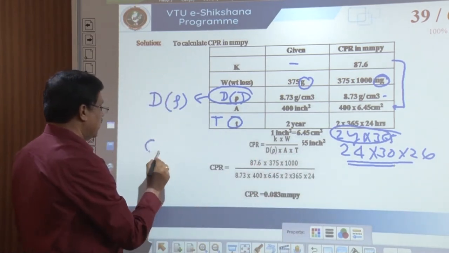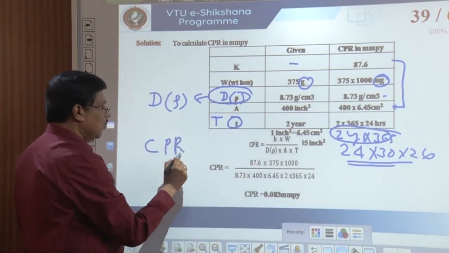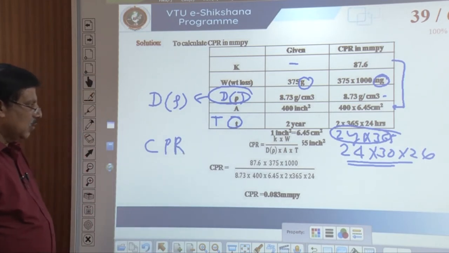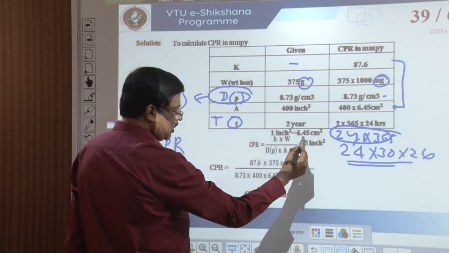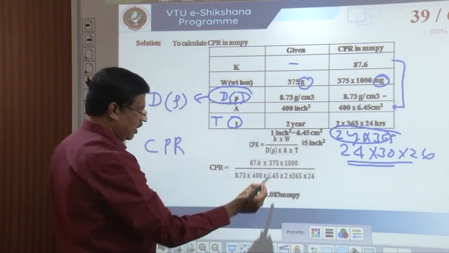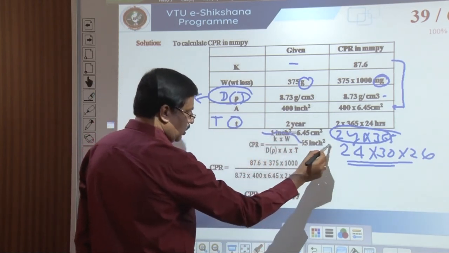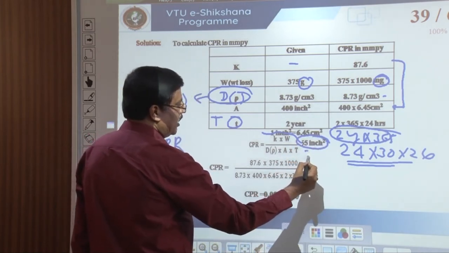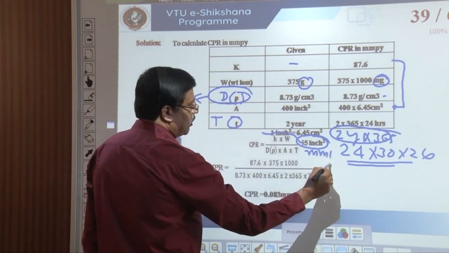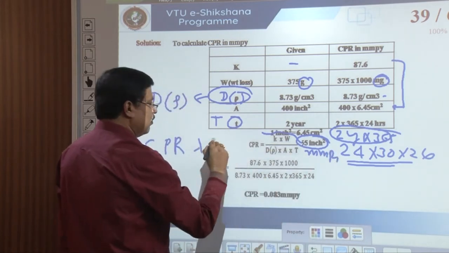So corrosion penetration rate is equal to K into W into this one. This is different from the earlier one, this is explanation, it's nothing to do with this. So now this one, millimeter per year, you will get one mark.